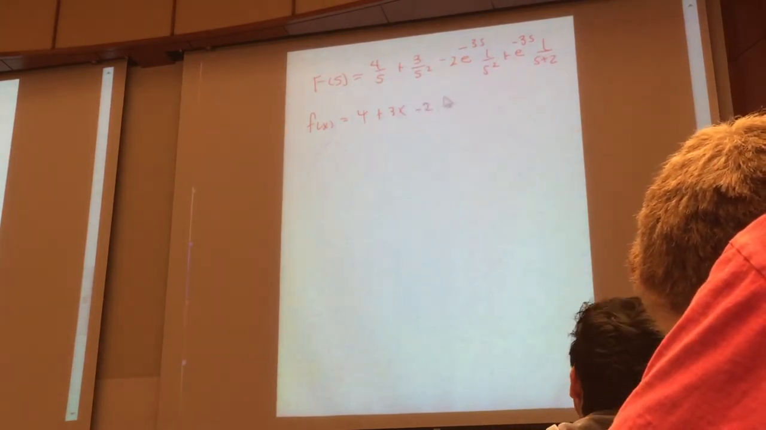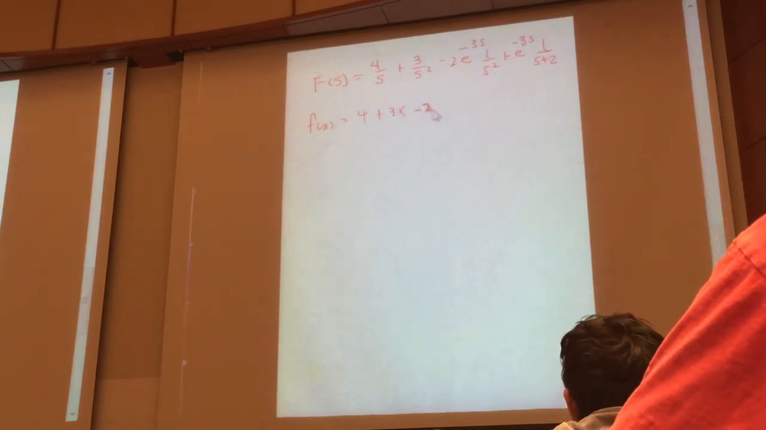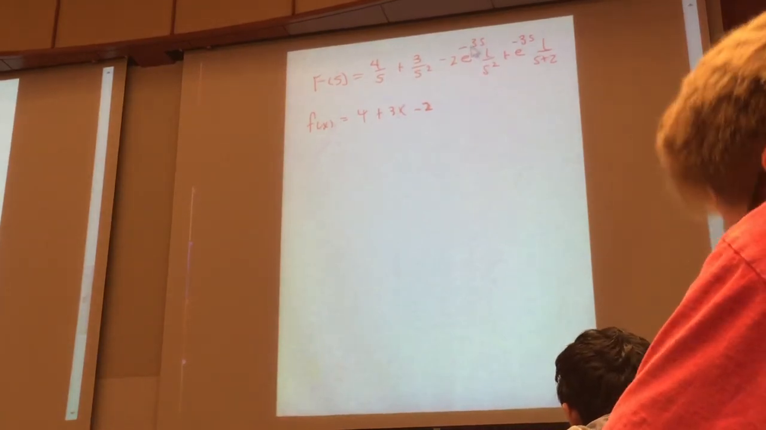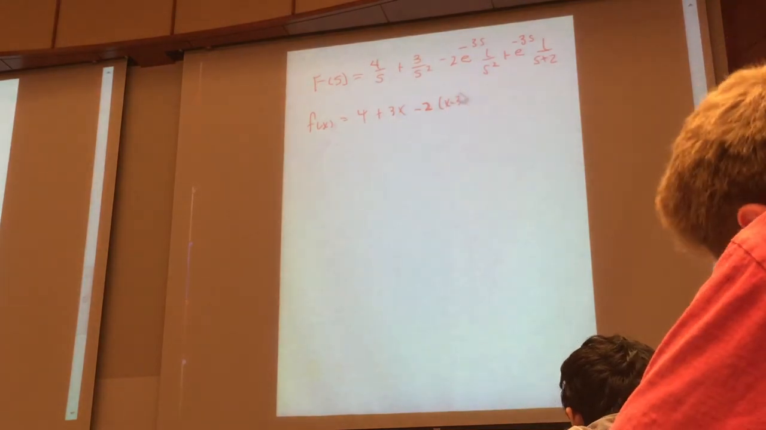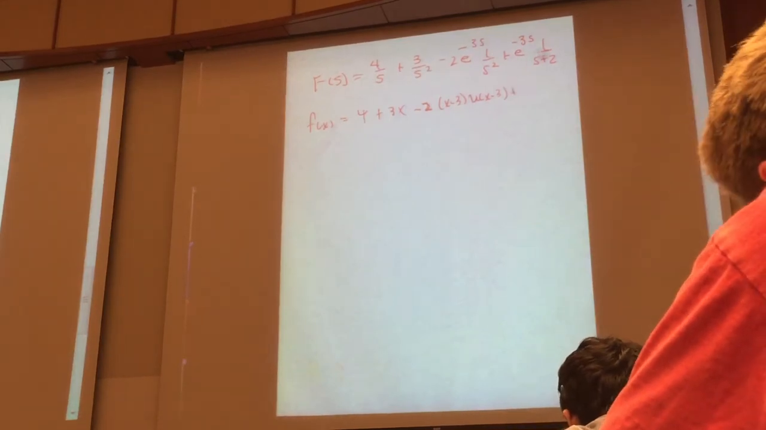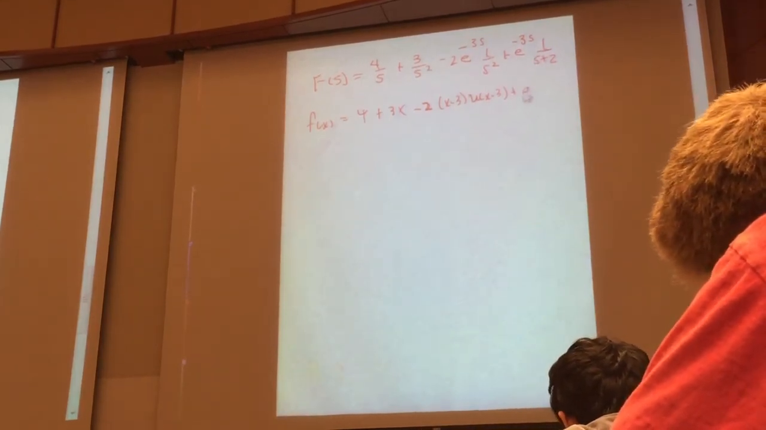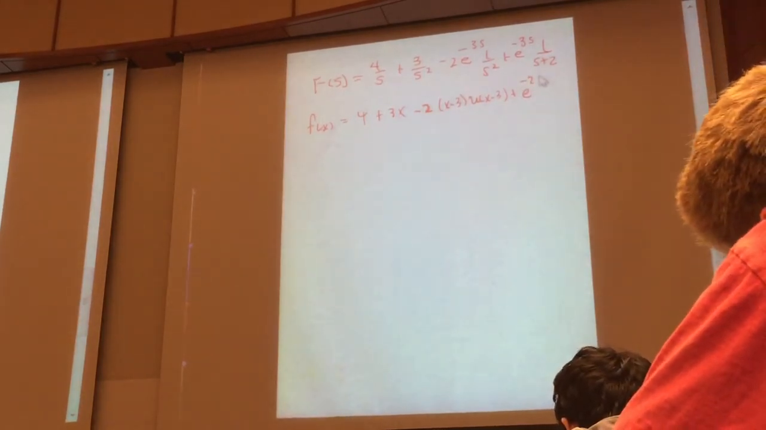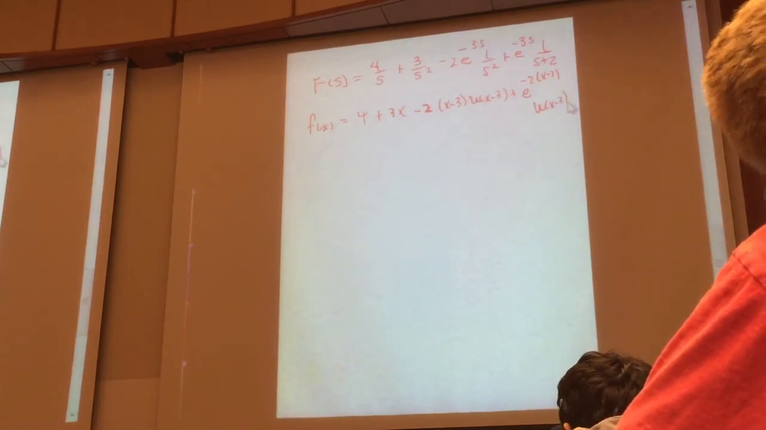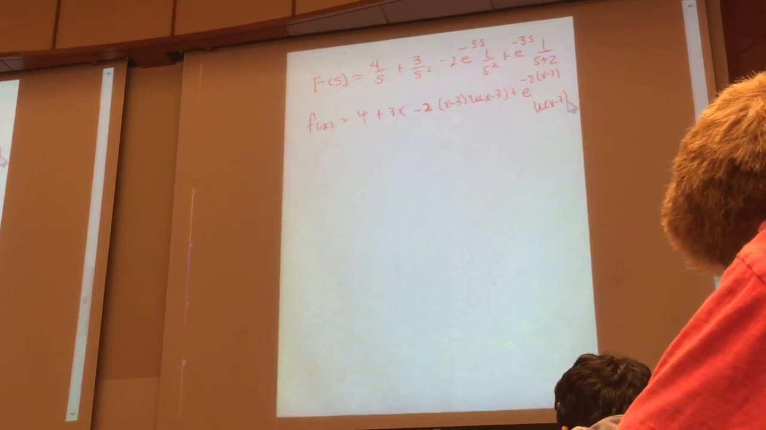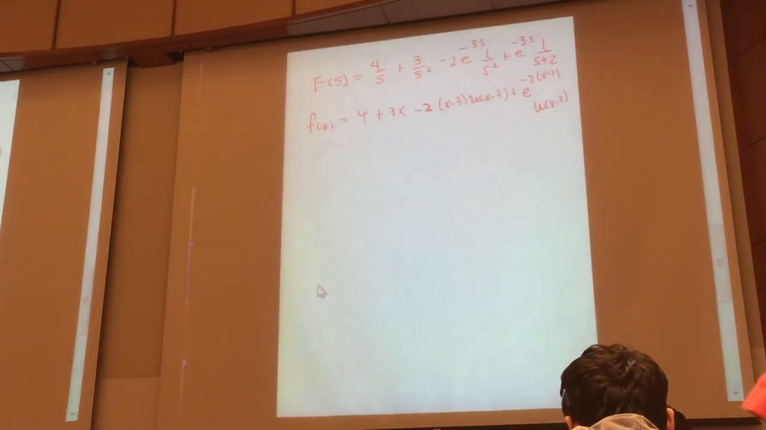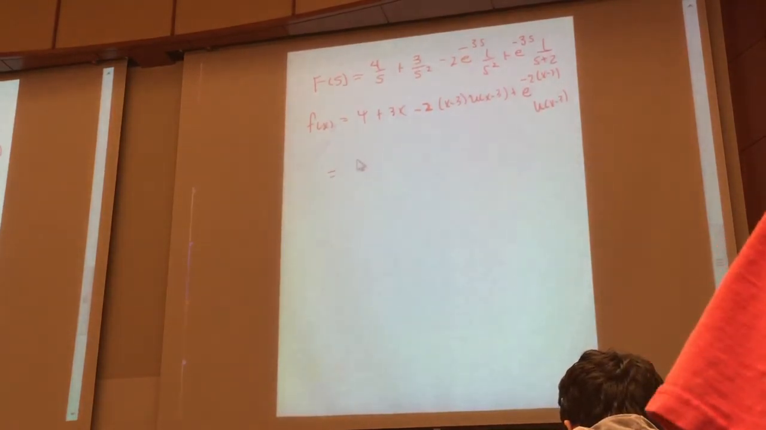Minus 2. Now here's where you have to think, where you have to be careful. 1 over s squared is x. But you have to translate it to 3. 2 times x minus 3, u of x minus 3, plus 1 over s plus 2 is e to the minus 2x translated to 3, u of x minus 3. Now this would be a multiple choice question. But you can't stop here. Your answers will be in piecewise form.